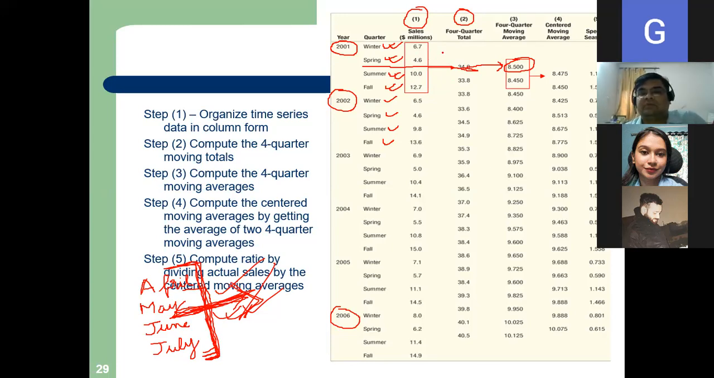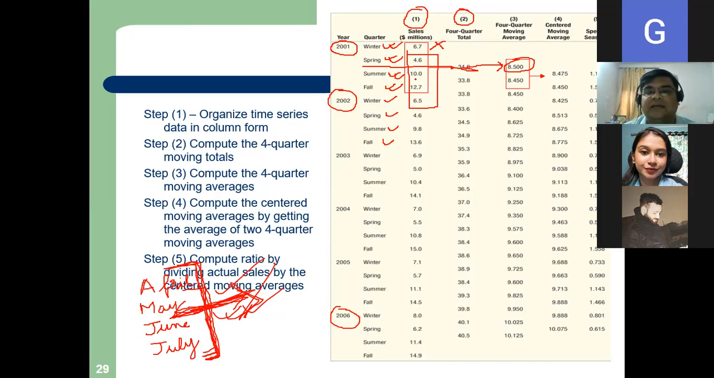So next, what am I going to do? I will leave which quarter? Winter. Winter of 2001. I will leave this. Then I will take these 4. Is this clear? Yes. Same method as I did in the first class. If I take the average of these 4, we get 8.45.